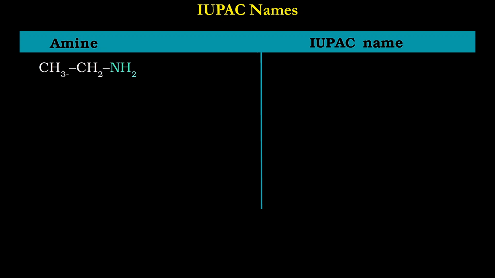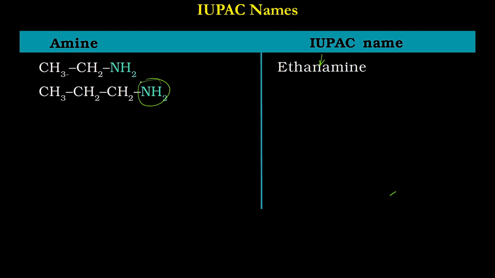So this is a very easy one. If you replace this NH2 by hydrogen, it is ethane. So because it is ethane, you will say it is ethanamine. And as you can see, E is not there. Next one, if you replace this NH2 by hydrogen, it is propane. But because NH2 was attached at the first carbon, we will say it is propane 1-amine.